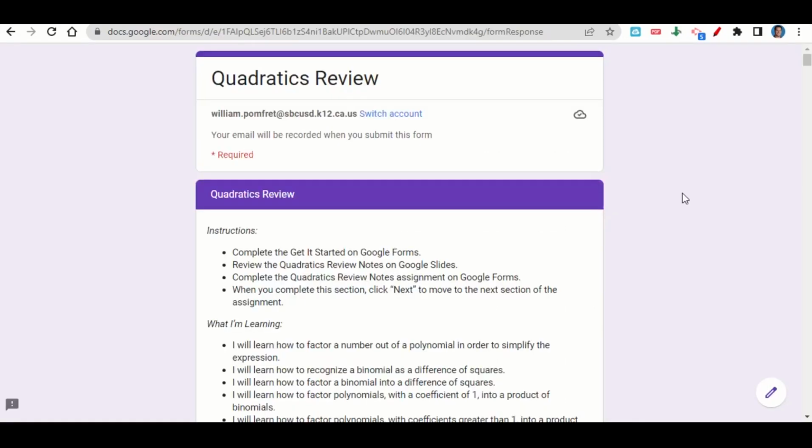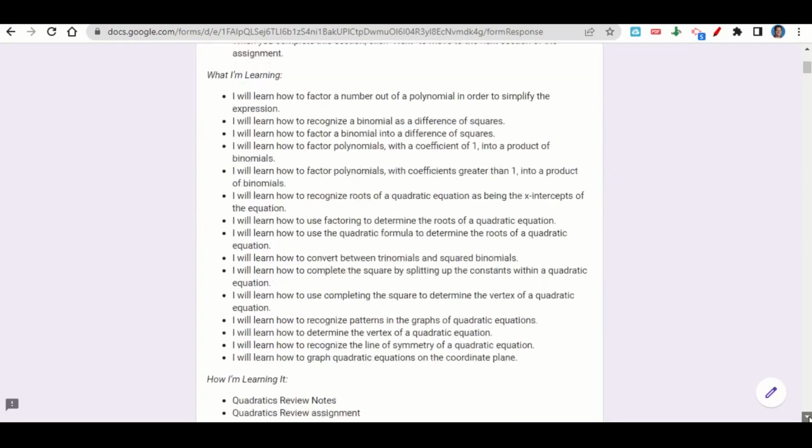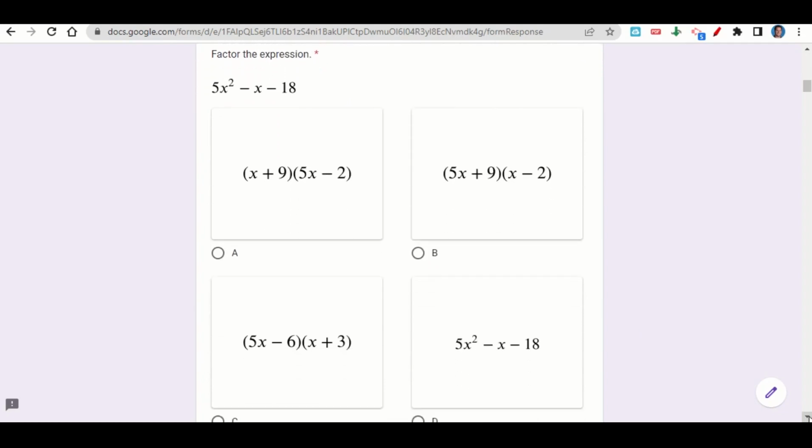Let's take a look now at the Quadratics review assignment. The assignment begins with the learning goals and success criteria. If we scroll down, we can see the questions. The first one says 5x squared minus x minus 18, and it wants us to factor it.